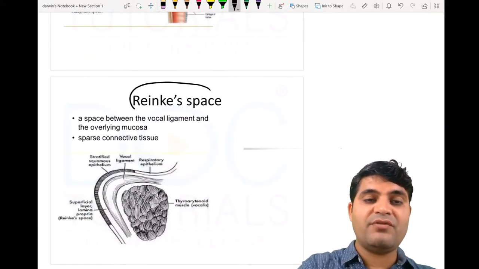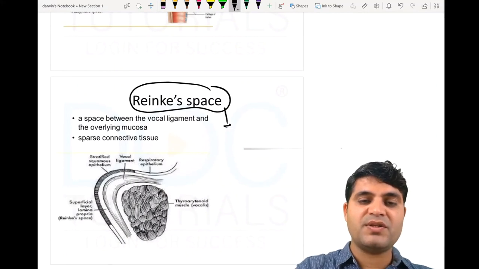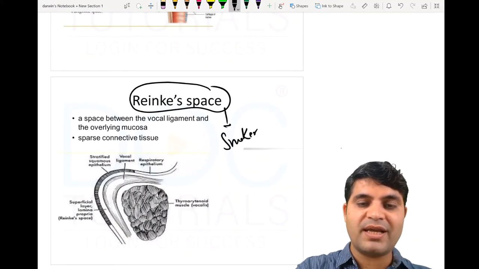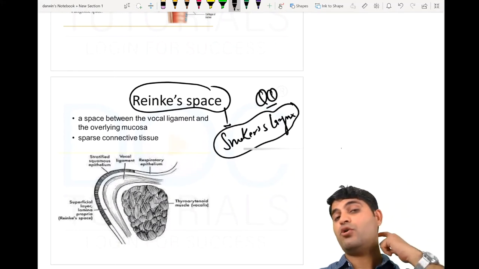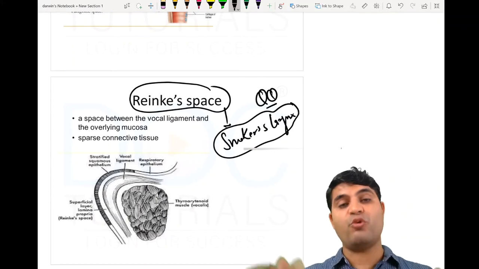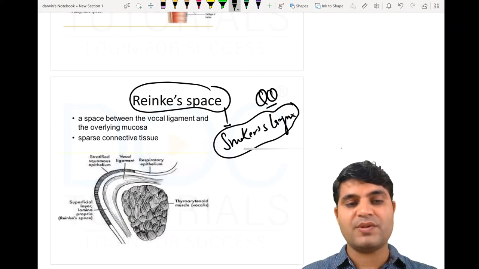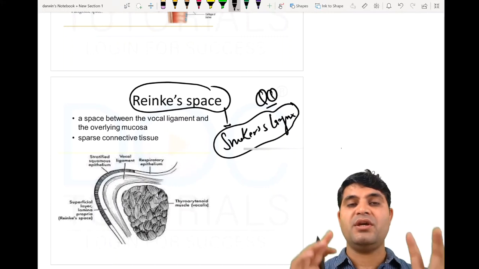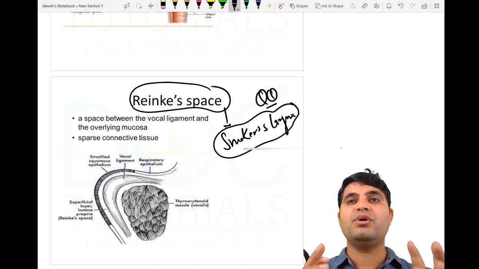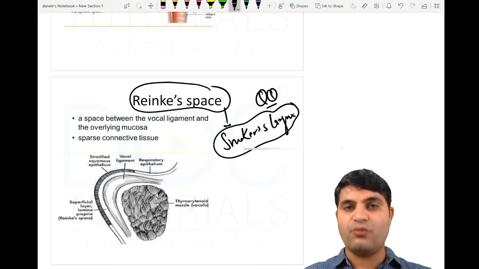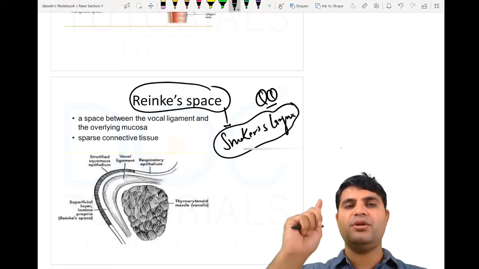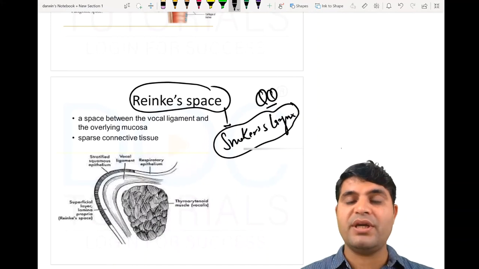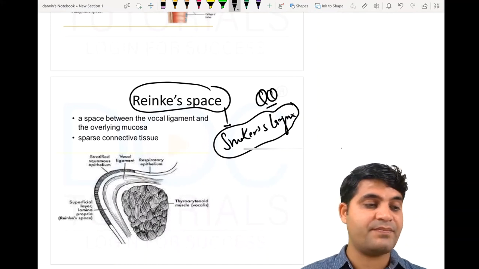So then Reinke's space. Whenever you have Reinke's space edema, this is known as smoker's larynx. Very important, smoker's larynx. Somebody can ask you this synonym, and this is very common in patients who smoke, those who do vocal abuse. Clear? Treatment is nothing. Whenever you are not able to tell anything in larynx or vocal fold disorder, you always tell no coffee, no tea, no spicy food, and no gastroesophageal reflux. Clear?